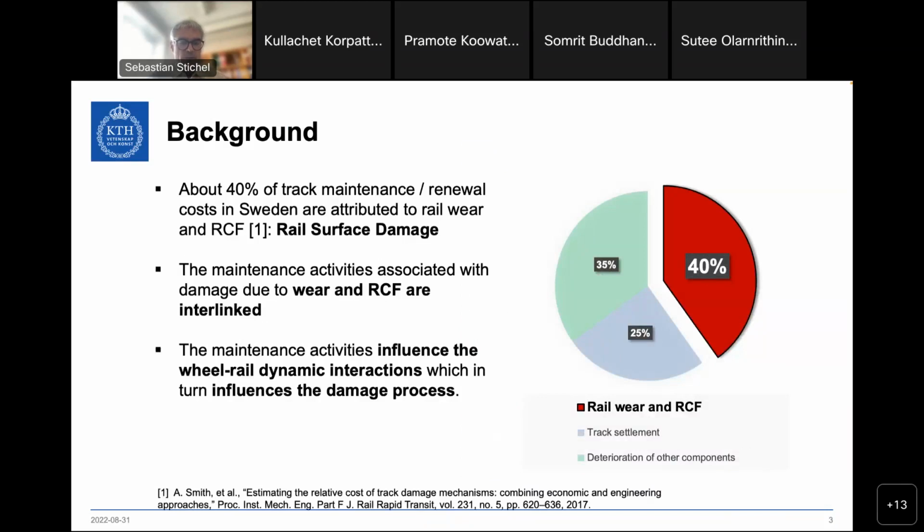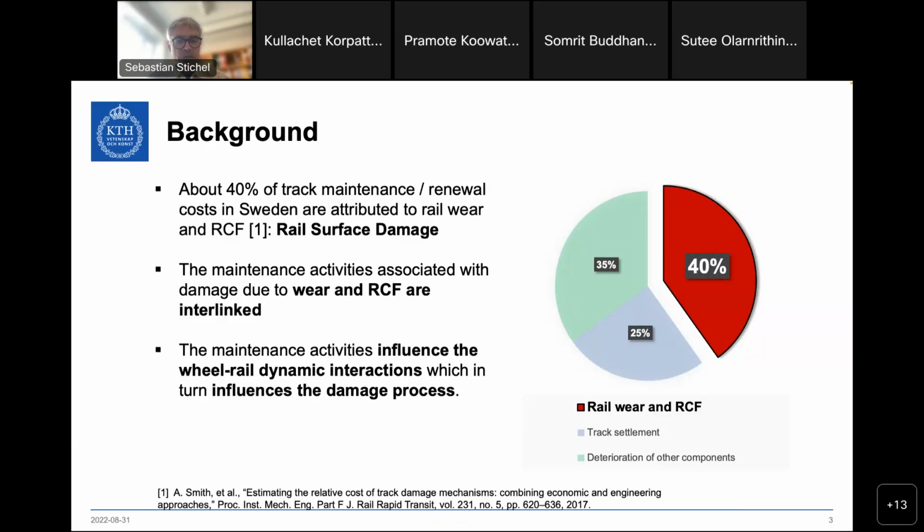As a background, why do we deal with this topic? According to information we have got from the Swedish infrastructure manager Trafikverket, about 40% of track maintenance renewal costs in Sweden are attributed to rail wear and rolling contact fatigue. That means rail surface damage. Another issue is also that these both phenomena are interlinked. If you, for example, have wear, then initiated cracks could be worn away. So you cannot just look at them isolated.